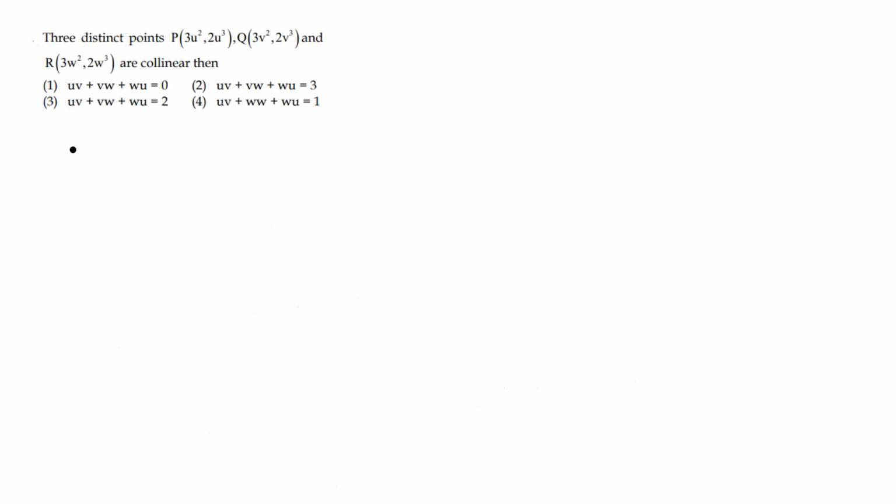Collinear means what? Det value equal to 0. Taking det value 0, you get the required condition. That is, the first option will satisfy. So option 1 is the correct one.